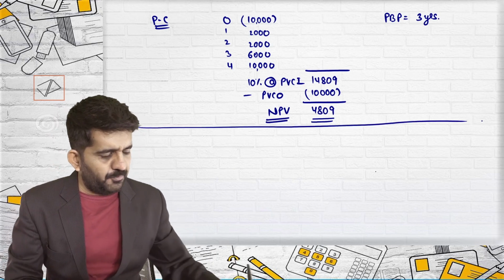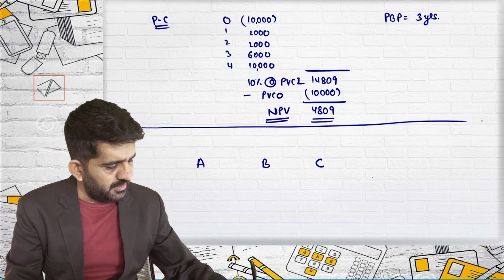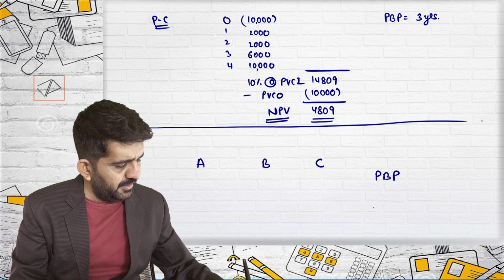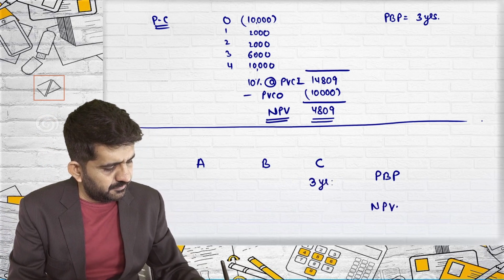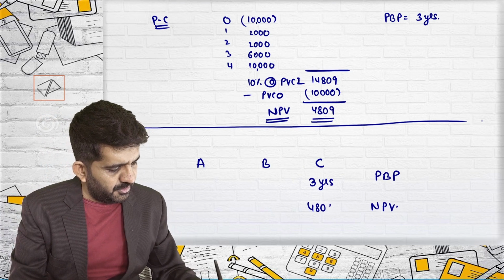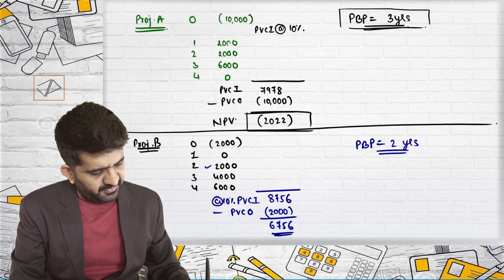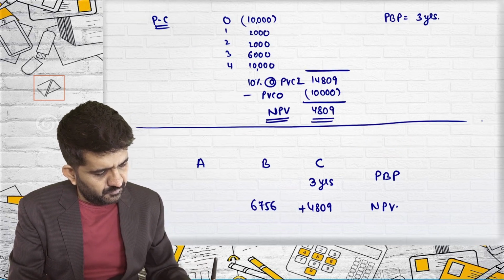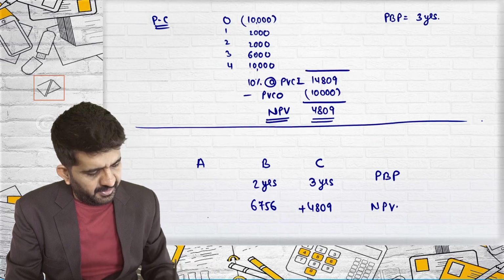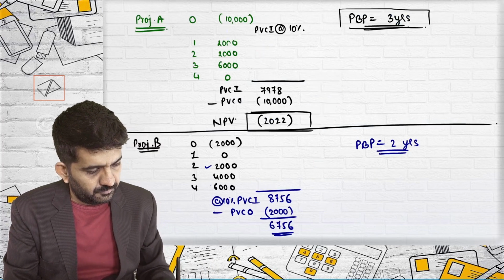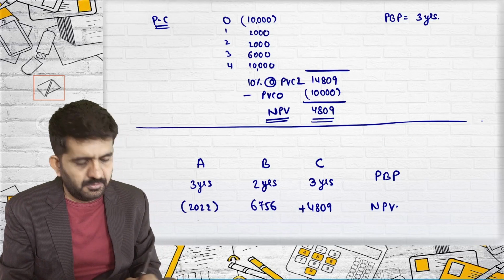I am drawing a summary of projects A, B and C: payback period and NPV. For C, payback period is 3 years, NPV is 4809 positive. Project B, NPV is 6756, payback period is 2 years. Project A, payback period is 3 years, NPV is negative 2022.